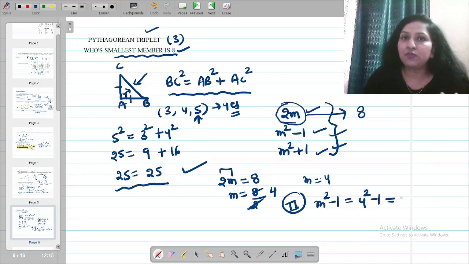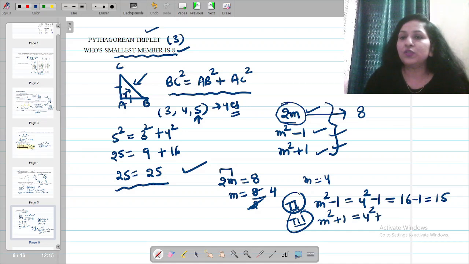4 square is 4 into 4, that is 16 minus 1, it is 15. Understood? Third number as per the formula is m square plus 1, which is 4 square plus 1, 16 plus 1, it is equal to 17. So you have got all the three numbers. 8 was already given. M square minus 1, you have got 15. M square plus 1 is 17.